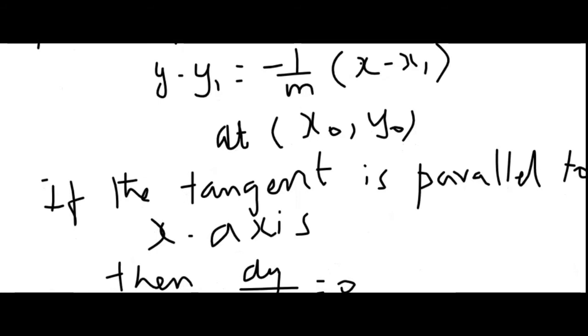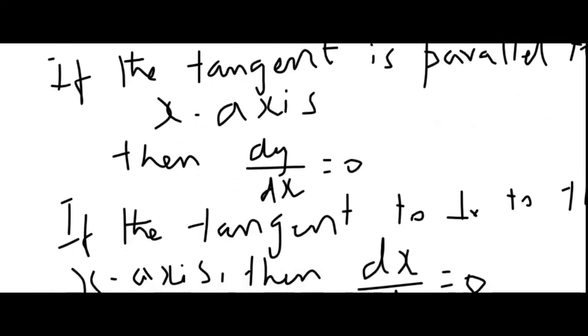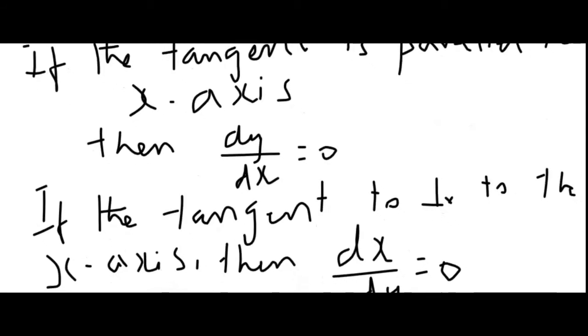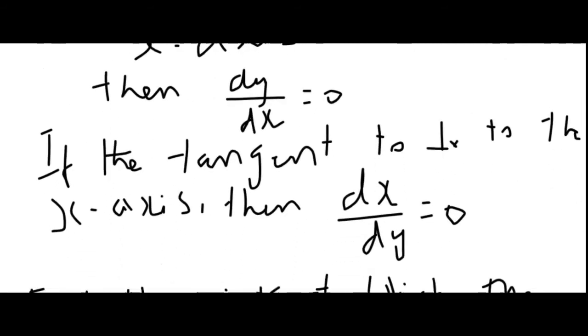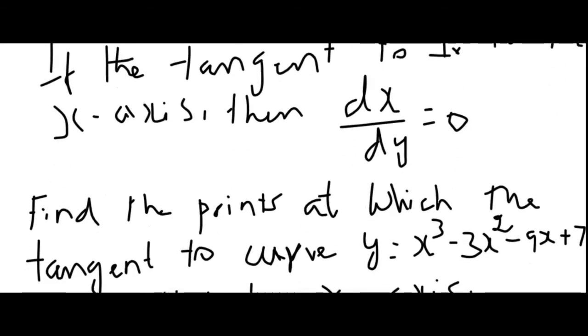If the tangent is parallel to the x-axis, then dy by dx is 0. If the tangent is perpendicular to the x-axis, then dx by dy is 0. Now let us do a problem related to this.